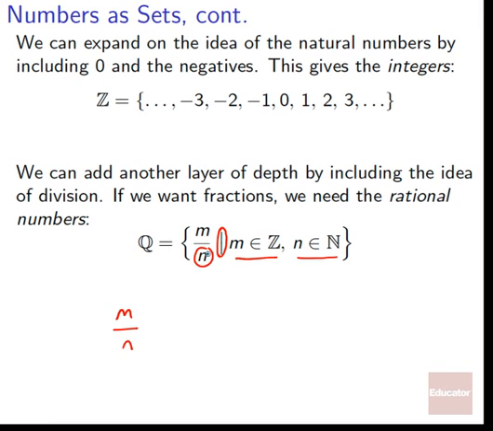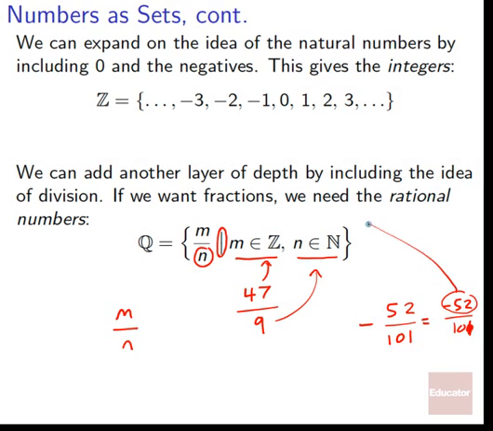You give me any fraction, like say 47 over 9, and hey, look, 47 belongs to the integers, 9 belongs to the natural numbers. If we want to talk about the fraction negative 52 over 101, well, negative 52 is an integer, and 101, well, that's a natural number. So right there, we've got the rational numbers. We're able to build out any fraction that we're used to seeing in normal circumstances. Any sort of normal fraction that we'd talk about, boom, we can make it now with the rational numbers. So this gives us a lot of ability to make numbers. We can get pretty much anywhere we want to be by using the rational numbers.